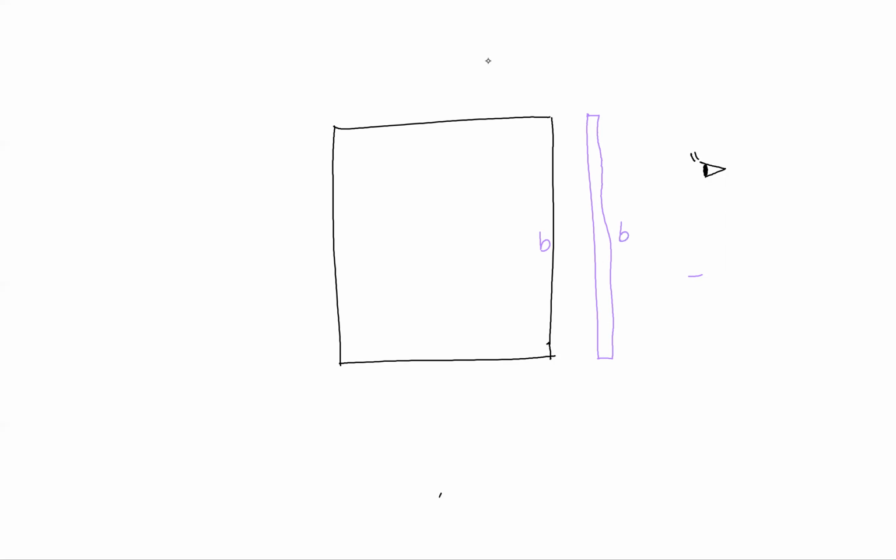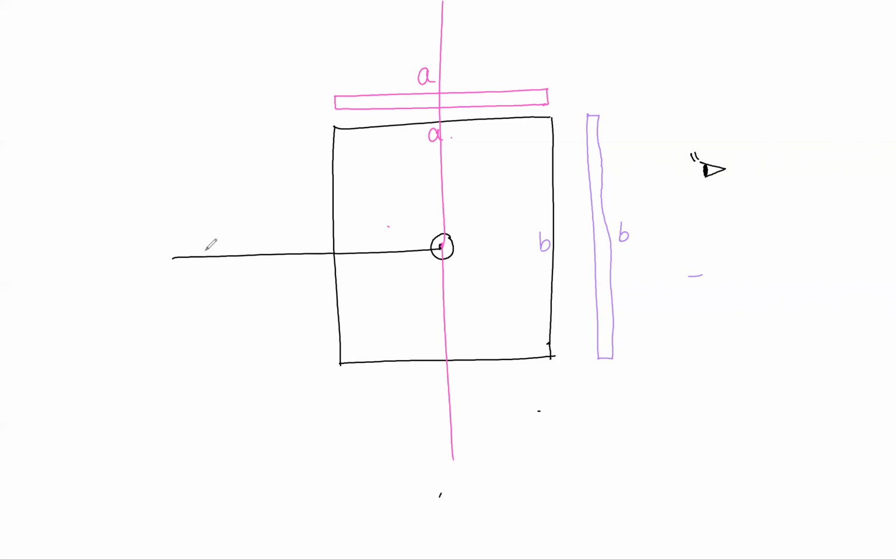If you look at the same plate from the top side, then this plate is going to look like a rod to you, and its length is going to be a. We are interested in finding out what is the moment of inertia of this plate about its center. That is equal to, because of the perpendicular axis theorem, the moment of inertia about this axis plus the moment of inertia about this axis.